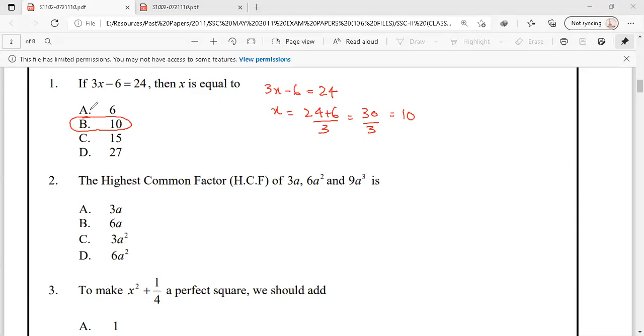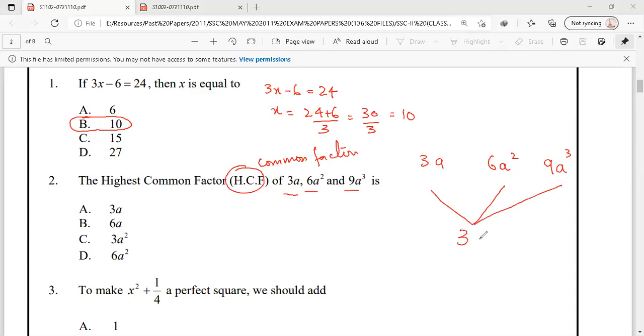Then we have question number 2. In question number 2, we have to find the HCF of these three expressions: 3a, 6a square, and 9a cube. As we know, HCF is the common factor. The term that is common in all of these terms is 3a. So the HCF of these three terms is 3a. So the correct answer would be option A.